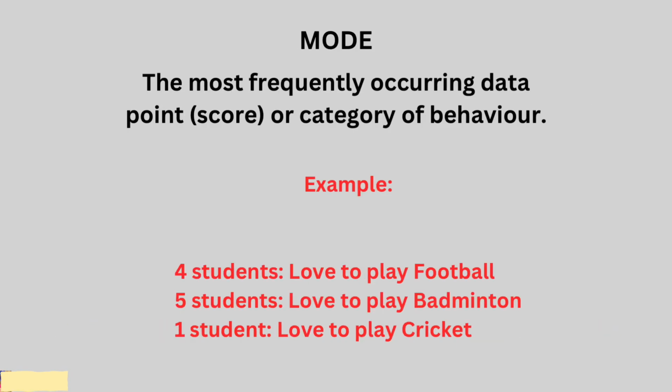The third is the mode. The most frequently occurring data point, score or category of behavior. So what is the mode? Let's say for example in a class of 10 students, there are 4 students who say that they love to play football, 5 students say they like to play badminton and one person says that he likes to play cricket. So in this, the most frequently occurring was badminton because it was 5 out of 10 as compared to the other sports. So this becomes the mode. The most frequently occurring data, that is the mode.